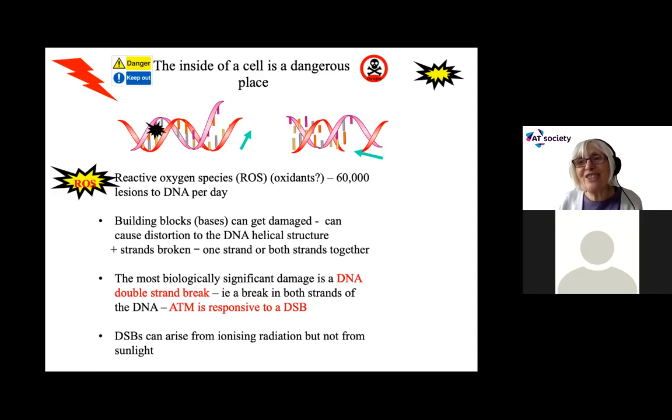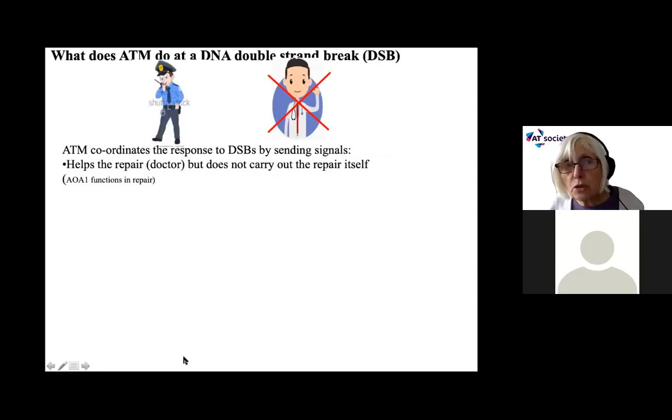Sunlight, UV radiation, is less energetic and it does damage your DNA, but it doesn't damage both of the strands at the same position. So AT individuals have to be careful with ionizing radiation exposure, but don't have to worry about sunlight. So then we tried to think about what ATM is doing, and I likened it to a policeman rather than being the doctor itself. So it's not actually repairing the break itself, it's facilitating the repair to be done in an optimal fashion.